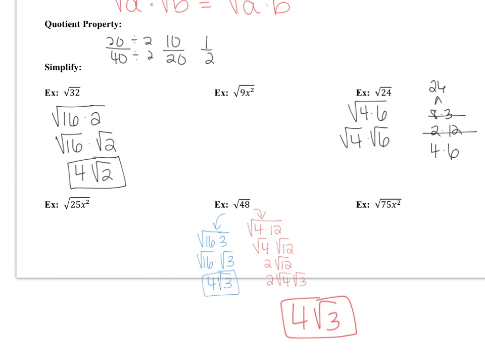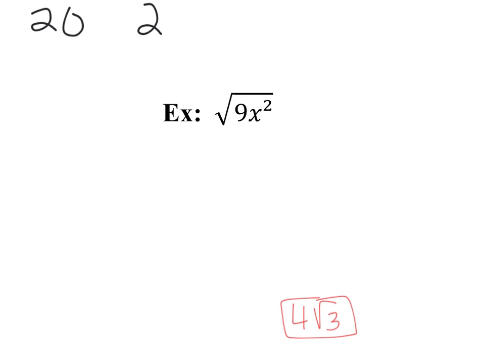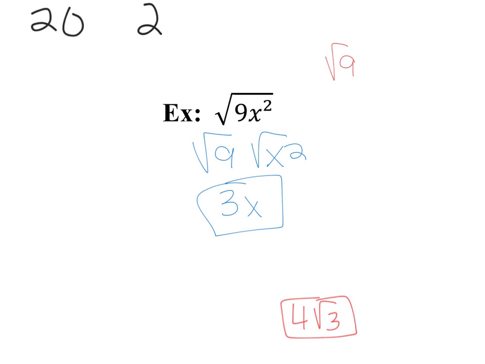Okay, so now we're going to focus on the problems that have variables and numbers. So in this problem, 9 and x squared are multiplying each other. So the product property tells me that I can split them so they each have their own radical. And then I know that the square root of 9 is 3, and the square root of x squared is x. And the reason for that is, remember, for example, square root of 9 is 3, and the way that you prove it is you do 3 times 3 is 9.